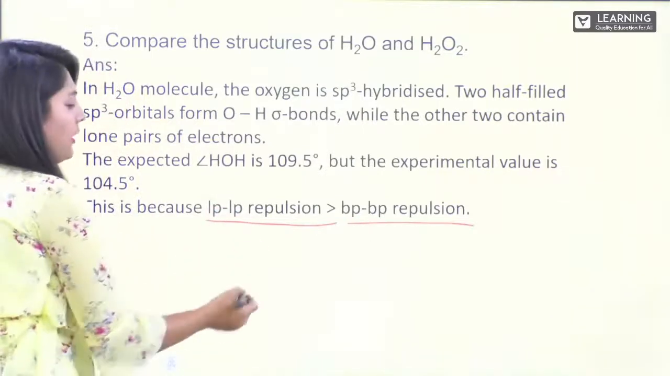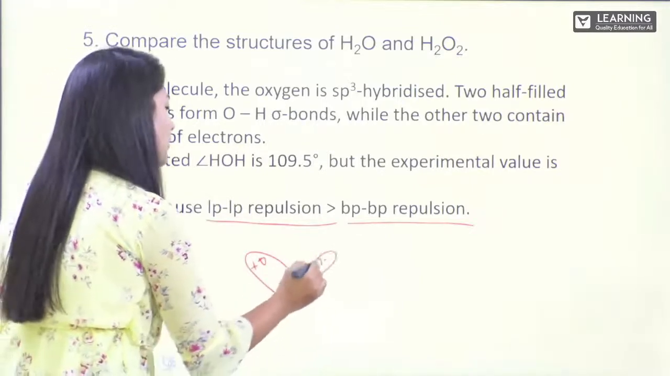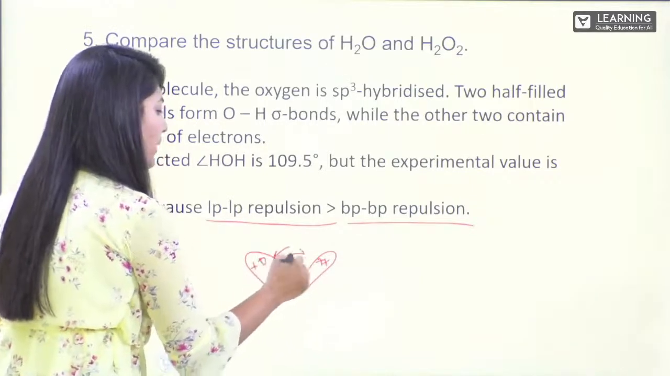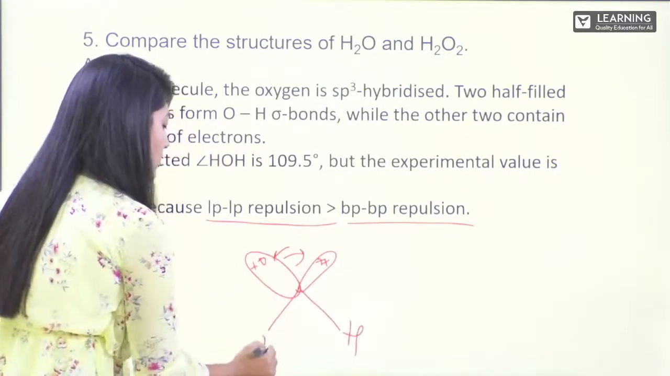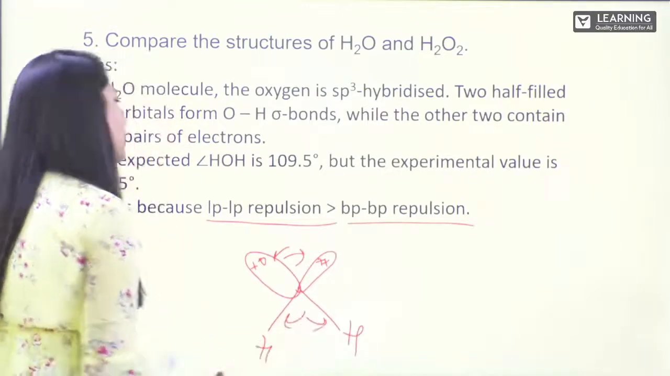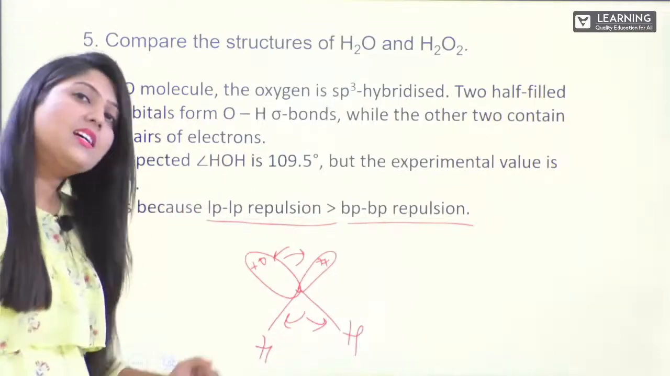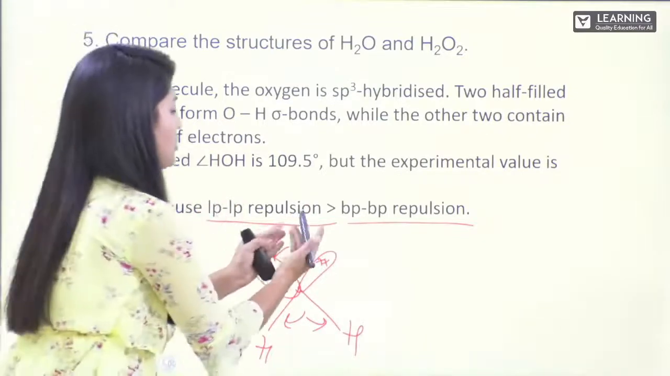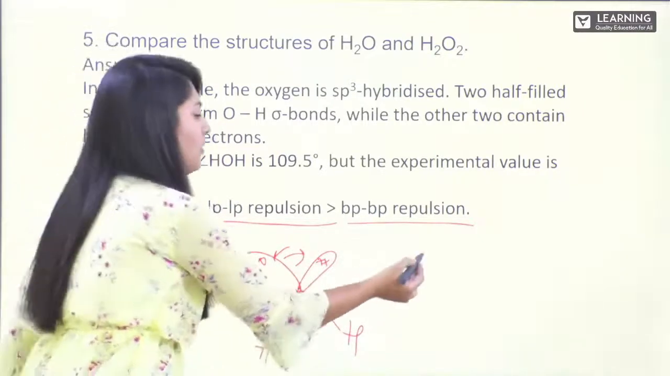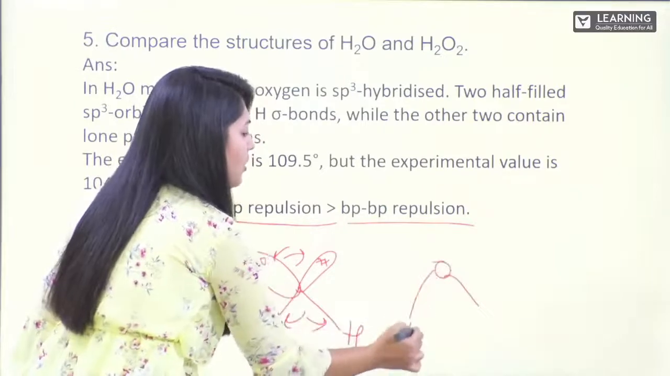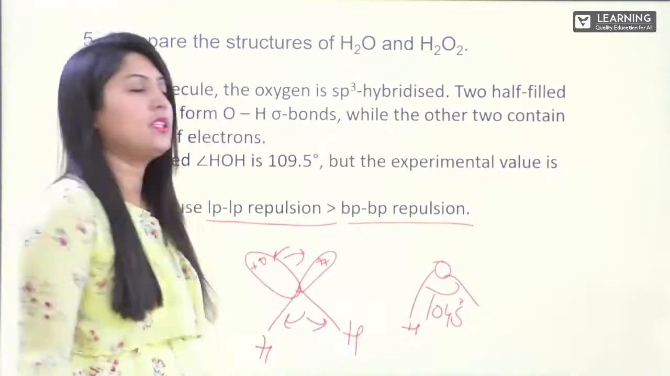What do you mean by lone pair and lone pair? Whatever electrons we find here, this is the lone pair repulsion, and the bond with the hydrogen is the bond pair repulsion. So if you see, bond pair repulsion is lesser than lone pair repulsion. So the lone pairs will repel more than the bond pairs. So we get the bent structure with 104.5 degrees. Hope you understand this, students. Good.